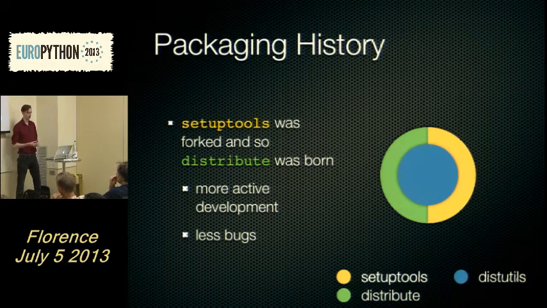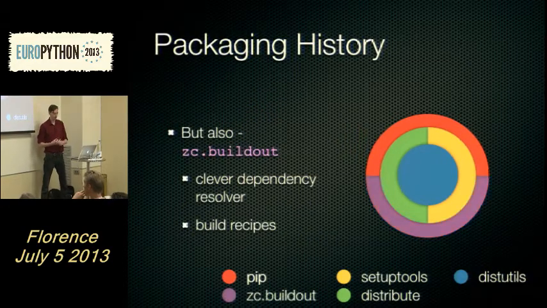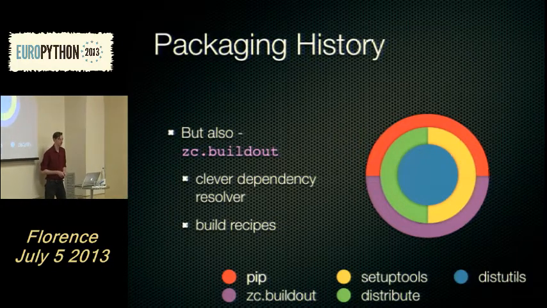So setuptools was forked, distribute was born. It was a bit more active development, a few less bugs, which was good. Then along came the marauding Klingons, which was pip, which is the new hot tool on the block. Gave us a good API and the ability to uninstall packages, which is always nice. But don't forget the clever Romulans. We've got zc.buildout here, who have quite a good dependency resolver, really great build recipes.